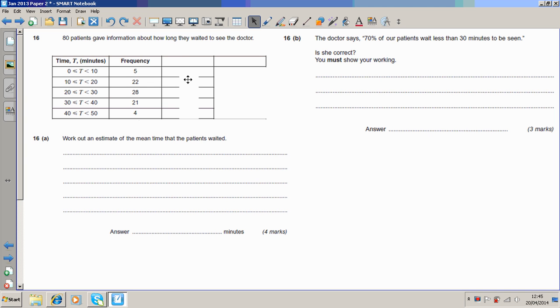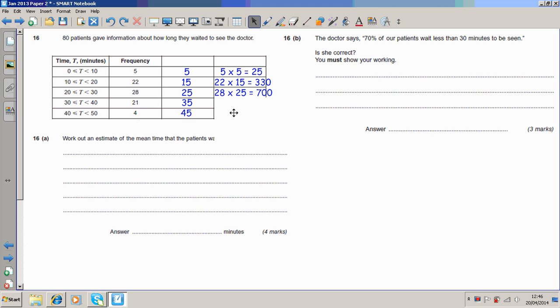Okay, so the midpoint of 0 to 10 is 5, the midpoint of 10 to 20 is 15, the midpoint of 20 to 30 is 25, midpoint of 30 to 40 is 35, and midpoint of 40 to 50 is 45. So my first job is just to list the midpoints of these, okay? So now what I'm going to do is I'm going to say, well, 5 people took 5 minutes. I don't know it's 5 minutes, but that's the time I'm using. So 5 people took 5 minutes, 5 times 5 is 25. 22 people took 15 minutes, 330.